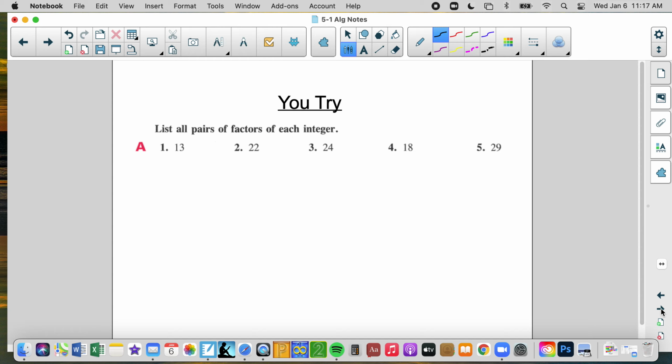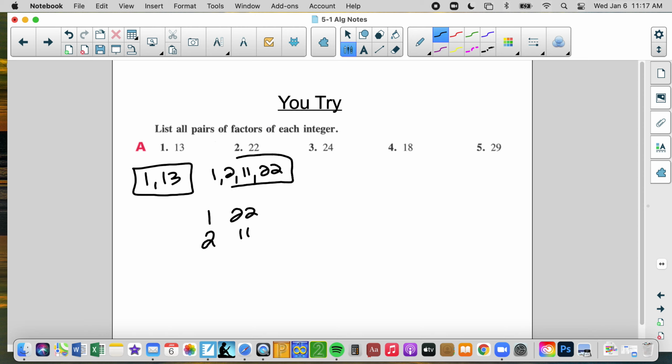Good. So 13 factor pairs are 1 and 13. 13 is a prime number. So a prime number has exactly 2 factors, 1 and the number itself. So we know that we're only going to have 1 factor pair. 22 would be 1 and 22, 2 and 11, 3, no, 4, no, 5, no, 6, 7, 8, 9, 10, no, and now we hit 11. So I know my factors are going to be 1, 2, 11, and 22.